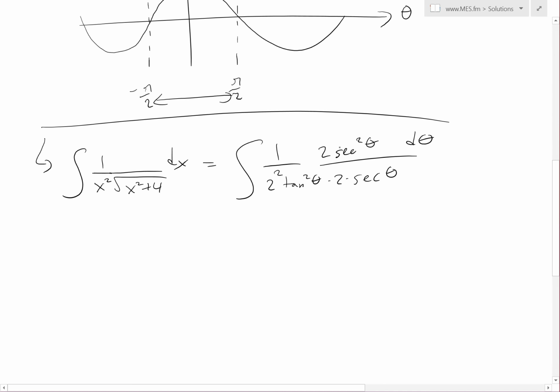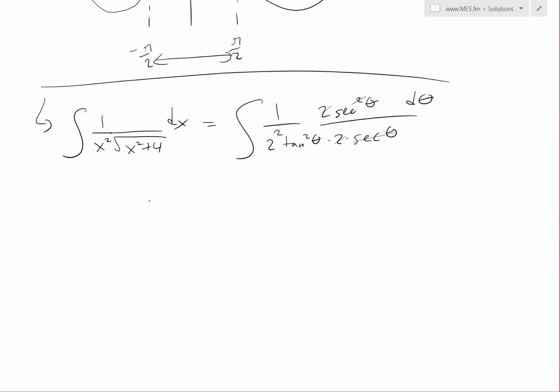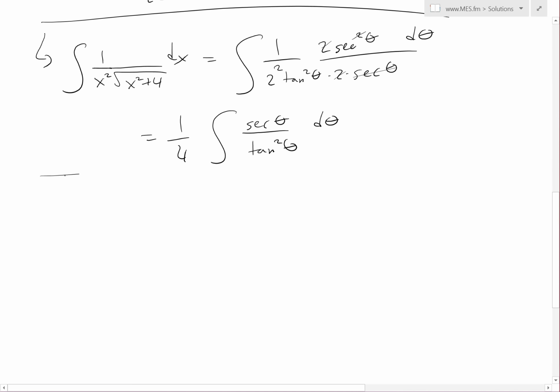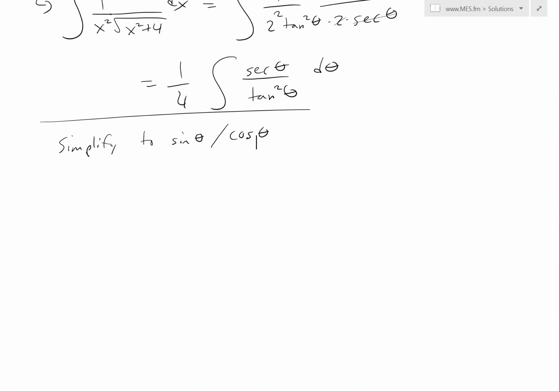So now we just cancel the like terms. The 2's cancel, the secant cancels with this, and now we're left with 1 over 4, this is 2 squared, integral of secant theta tan squared theta d theta. And now what we could do is simplify this into sine theta and cosine theta terms, instead of using secant and tan, because they're easier, especially when we use substitution further on.